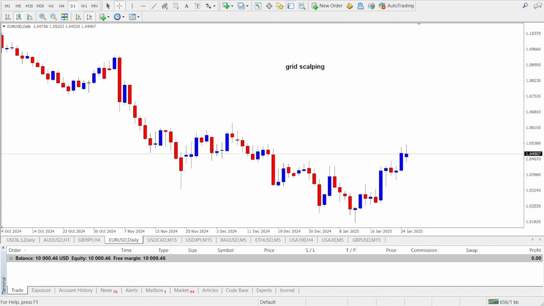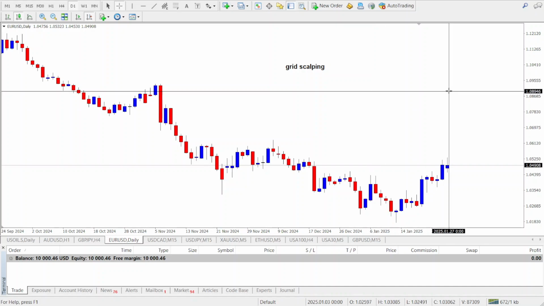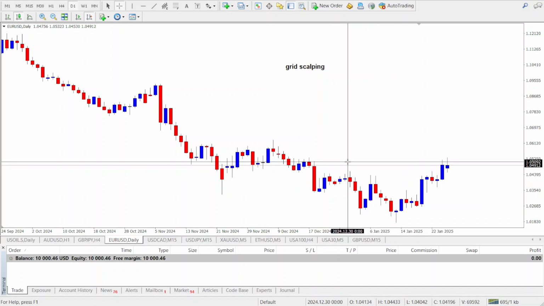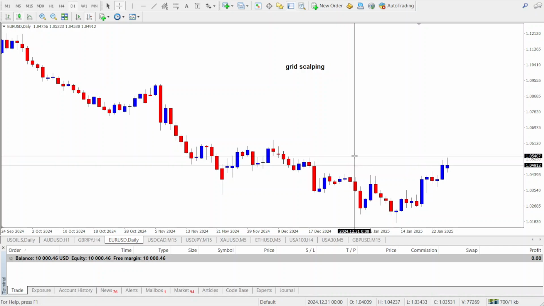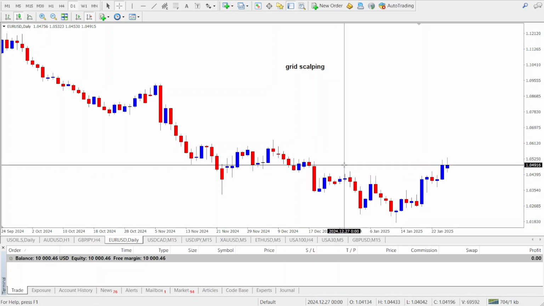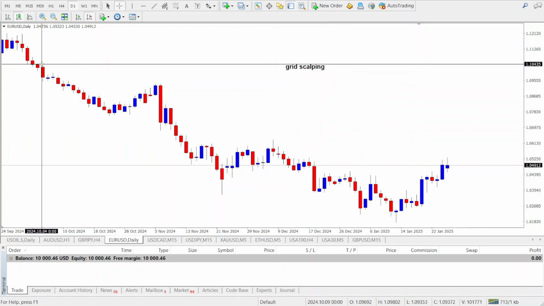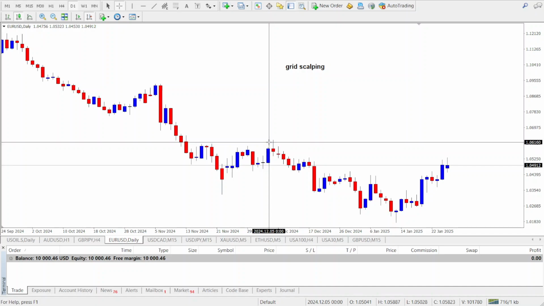Now how do you set up a grid system? The first step is to identify the right currency pair. The right currency pair is important for this system, and the time frame as well, because grid scalping works best in markets with high liquidity and moderate volatility, such as major pairs like the Euro USD or the GBP USD.